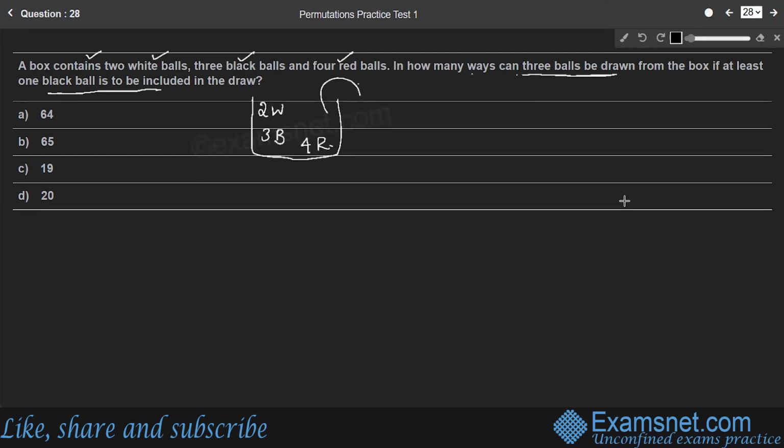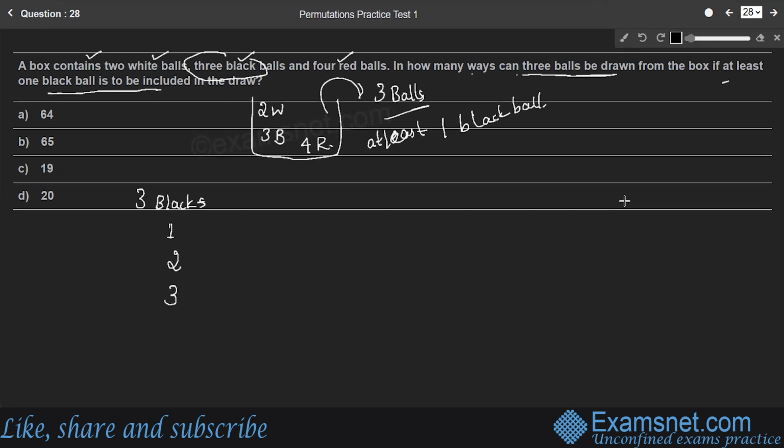So we have to draw 3 balls out of the box such that at least 1 black ball is to be included. So let us consider the number of black balls here. There are 3 black balls given. Among those 3 black balls, you can draw only 1 black ball, or you can draw 2 black balls, or you can draw all the 3 black balls.